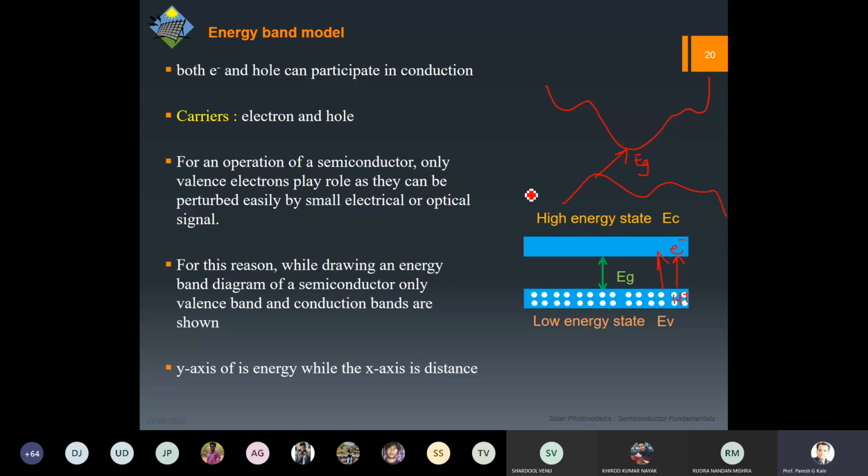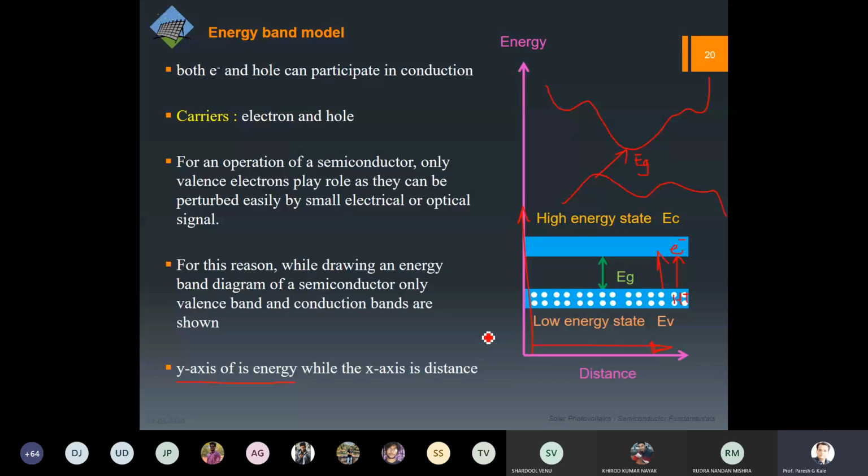Whenever we draw a band diagram, the y-axis is obviously energy, and the x-axis is the distance from the top. Obviously we require some reference, and that reference will always be vacuum. So can you guess what will be the energy of the vacuum?